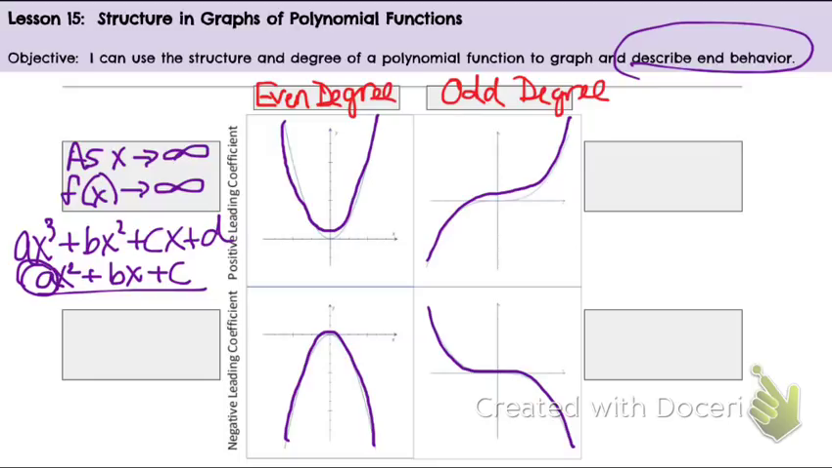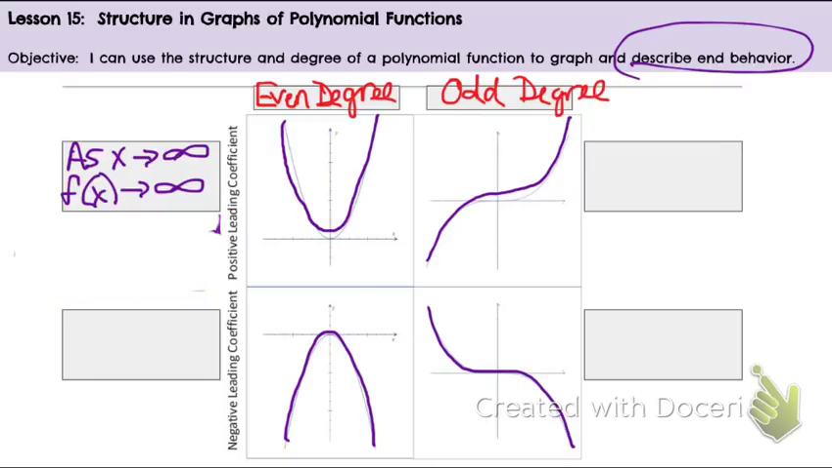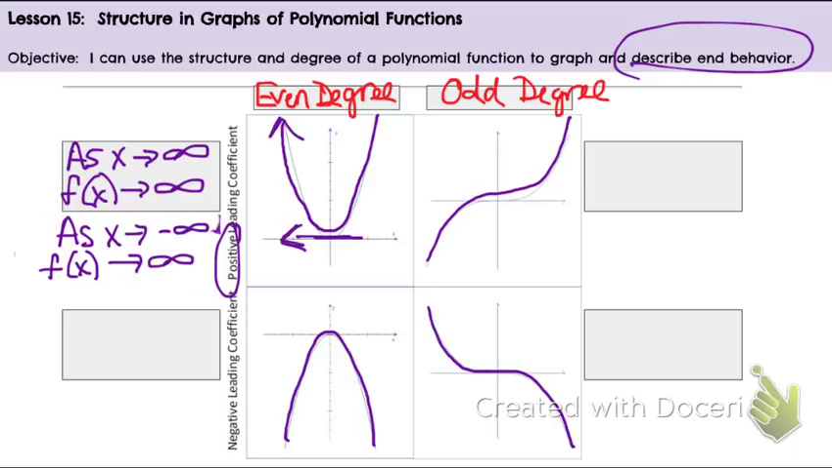So I'm going to show you what else goes in the box. Your boxes are a little bit bigger than mine. I realized after I made this presentation your boxes had to be a little bit bigger. But if you have a positive lead coefficient, it's going to look like this. As x goes to negative infinity, as x is going this way, this function is going to positive infinity. So no matter which way x is going, the function is going to positive infinity because it has a positive leading coefficient and it's an even degree.